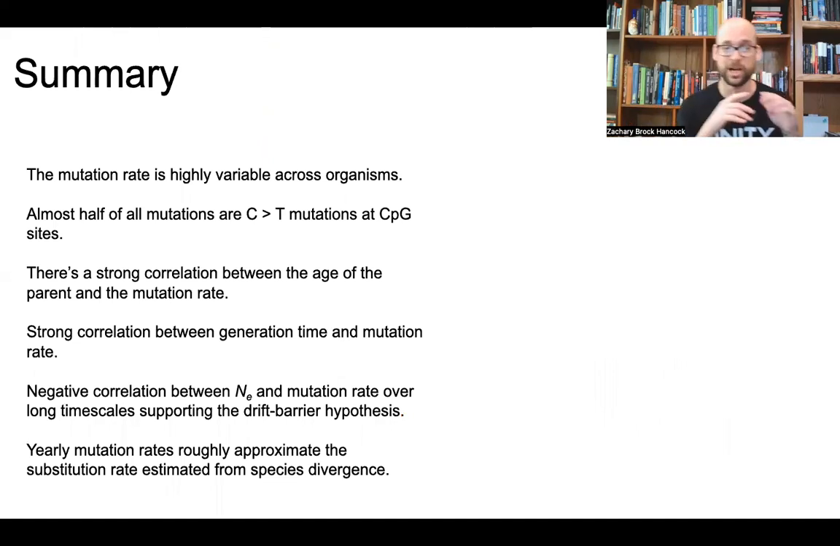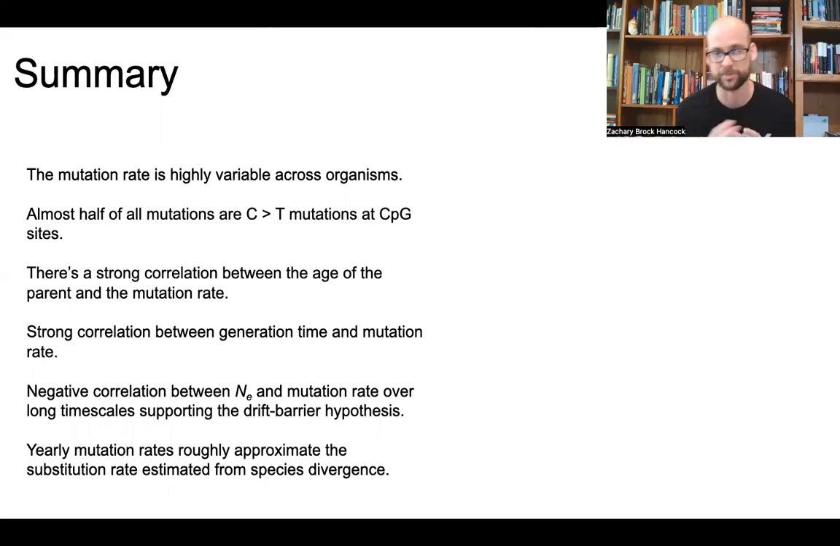Okay, so in summary, they found that the mutation rate is highly variable across organisms. I showed in the very first slide that it's incredibly variable across several orders of magnitude across the tree of life. For vertebrates, the range is a lot narrower, but there is some variation there. Almost half of all mutations they found are C to T mutations, and that they're occurring at CpG sites. We got into a little bit of a rabbit hole into CpG sites and how CpG sites allowed for the proliferation of transposons, and that's why we actually have much fewer CpG sites in our genome today relative to what we would expect given the GC content.